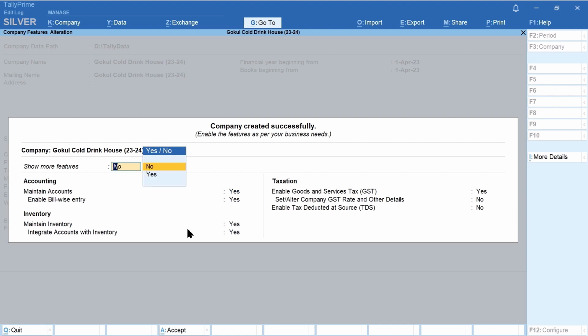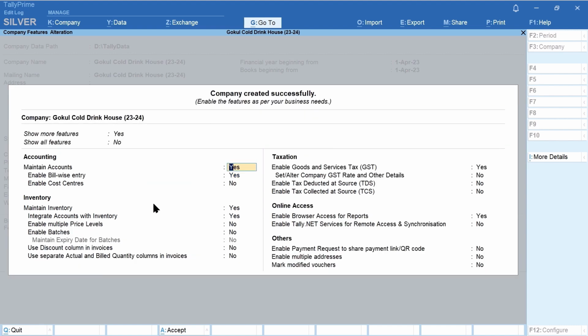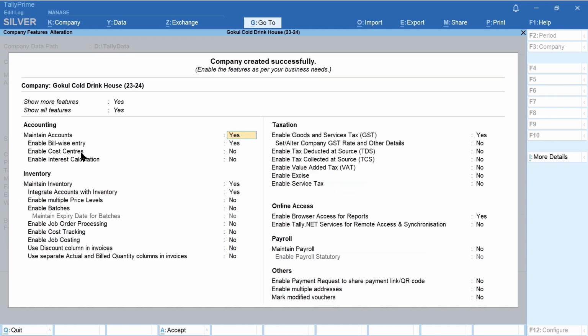Now, if we press backspace on the first field and set yes to show more features, more features appear on the screen, giving us access to additional options in Tally Prime. Now once again, when we press backspace and set show all features to yes, some more additional features are displayed, giving us access to the complete list of available options in Tally Prime.